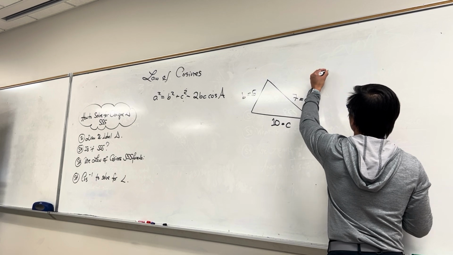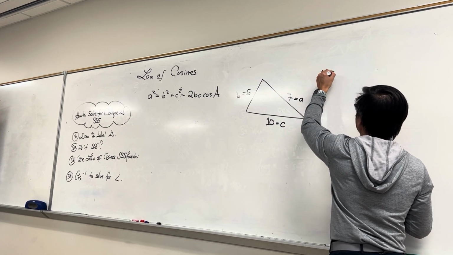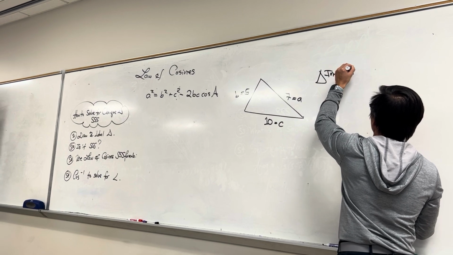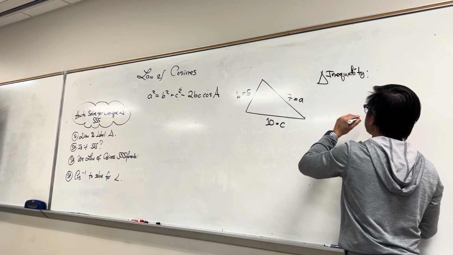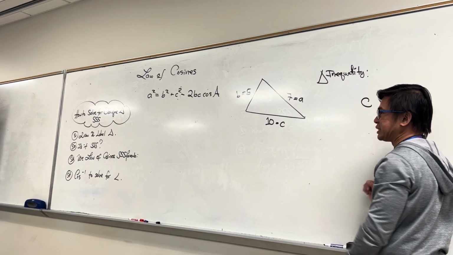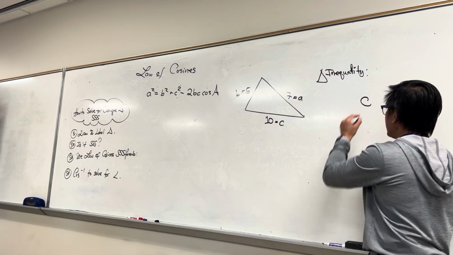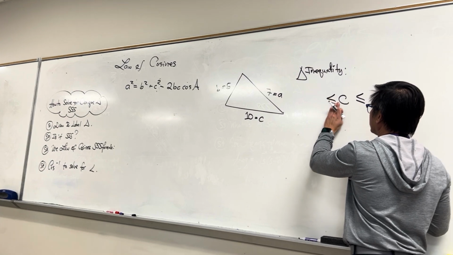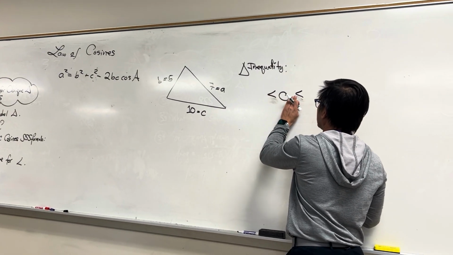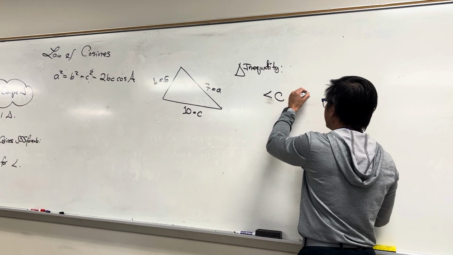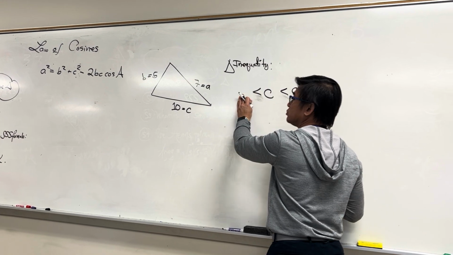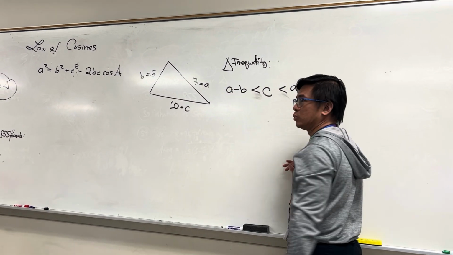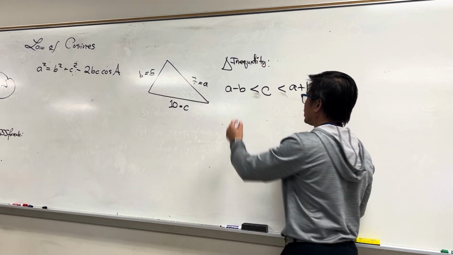So in here, we can also verify. This is what we call our triangle inequality. If you can still recall the triangle inequality, it tells us that whatever your third side, your c, is, it should be in between the sum of the other 2 legs and the difference of the other 2 legs.